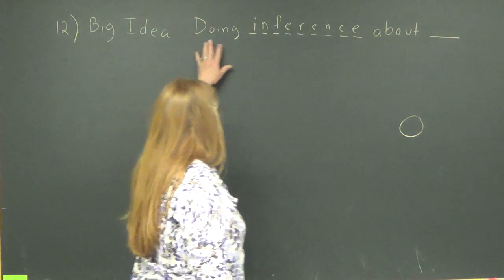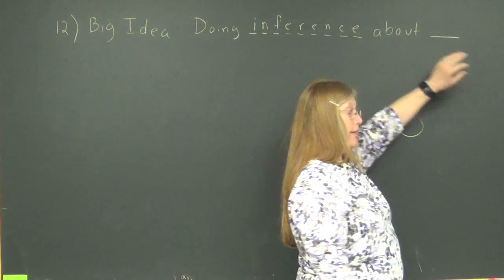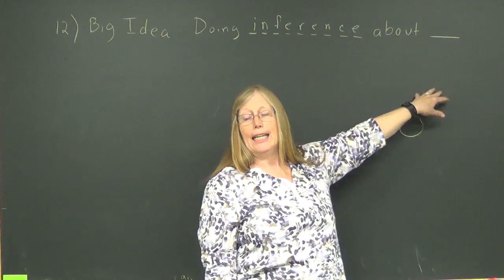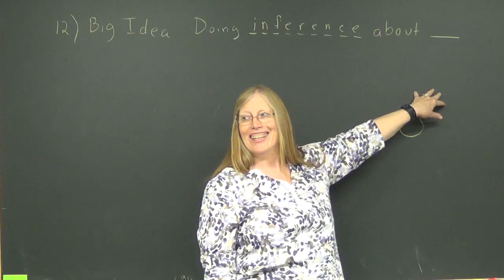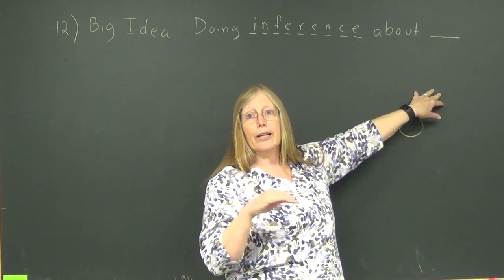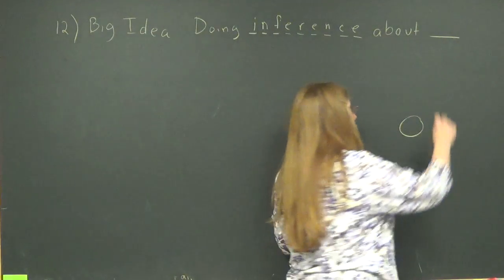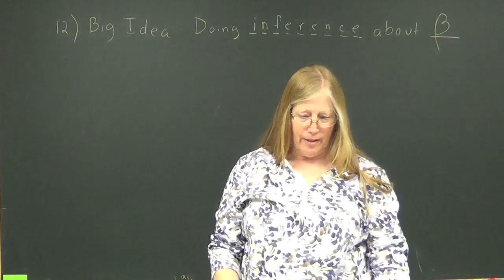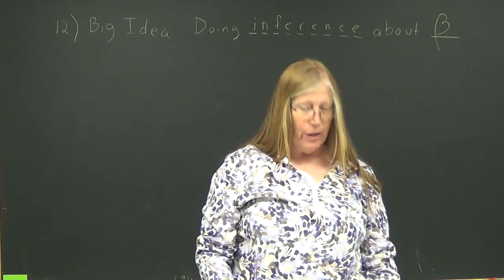So in this chapter, we are doing inference not about mu, not about P, but what are we doing inference for? Regression. Right, we kick it up to a regression line. We don't call it B, we call it beta. Beta.